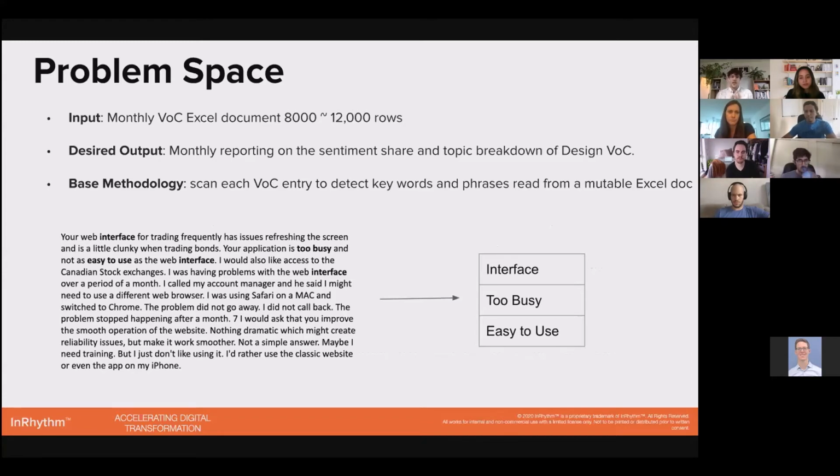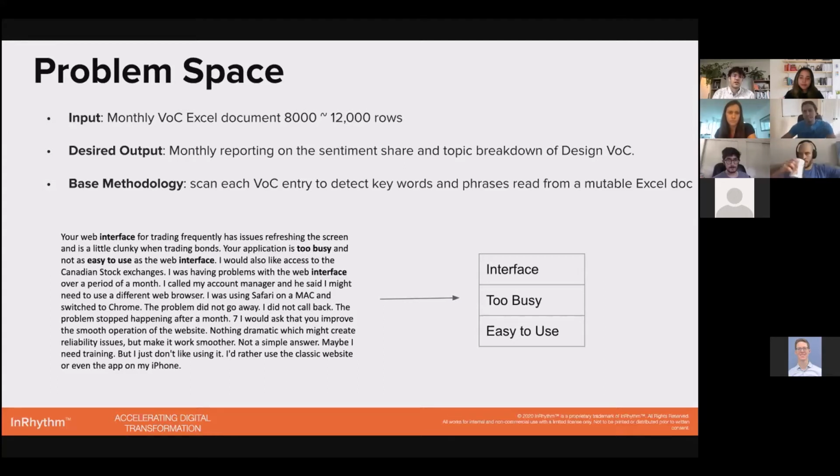Okay, onto the problem space. The input we have here is that you get monthly VoC Excel documents that are anywhere from about 8,000 to 12,000 rows, which is a lot. That's 8,000 to 12,000 items to read through if you're doing this manually. And the desired output here is that the customer wants monthly reporting on sentiment share and topic breakdown within the relevant pieces of feedback.